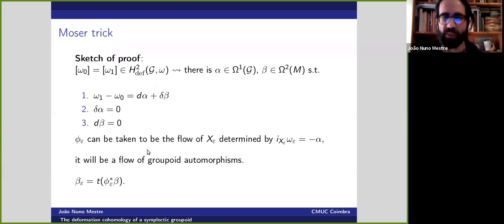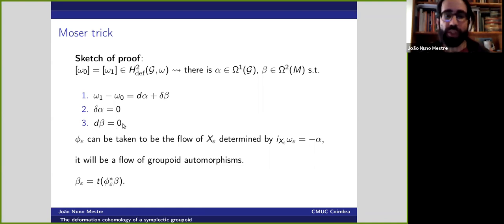And then we do the usual thing. We just take phi epsilon to be the flow of the vector field X epsilon, which is determined by the usual Moser equation. But now notice that each omega epsilon was multiplicative because omega 1 and omega 0 were, and alpha is also multiplicative. It's part of the conditions. So that will make X epsilon be multiplicative, which makes phi epsilon be a Lie groupoid automorphism. And then beta epsilon can be defined just to be the correction that needs to be there to make things work. So we just take it to be t times the pullback of the original beta by the flow phi epsilon.